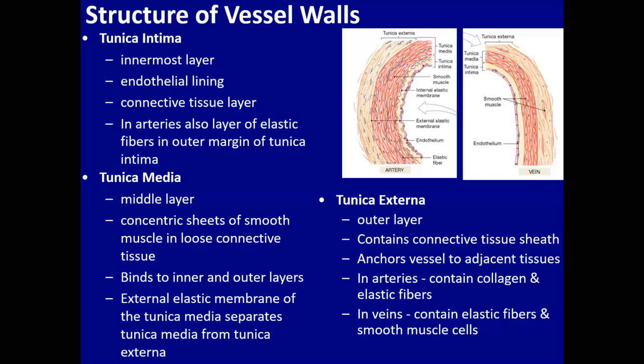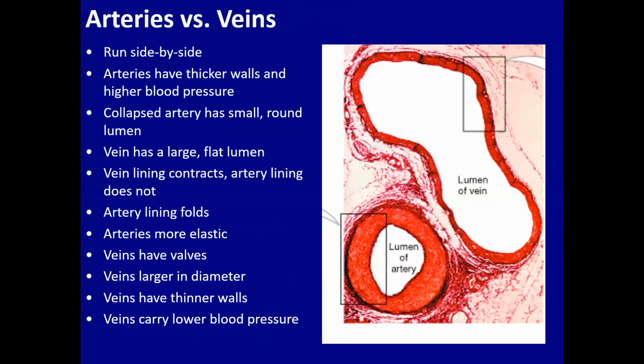If it's in an artery, it has collagen and elastic fibers. If it's in a vein, it has smooth muscle and elastic fibers. So you can see that there are differences between the arteries and the veins. Notice that arteries have much more elastic fiber. Again, to compare arteries and veins, you see on the upper right, we have a vein. On the lower left, we have an artery. You do find them side by side.